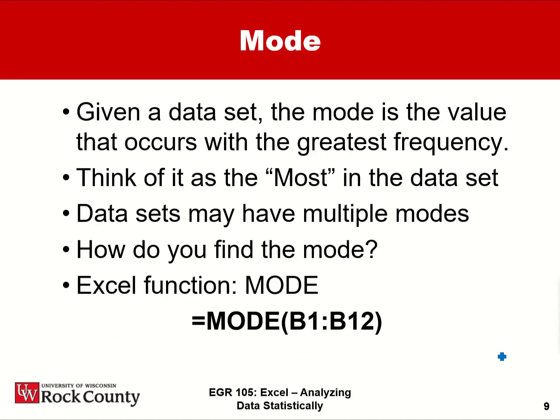Equals mode and our range of values. Mode in here will only, though, give us back one of the modes. So if there are more than one modes of data, it will only come back with the very first one that exists. So let's take a look at using this.